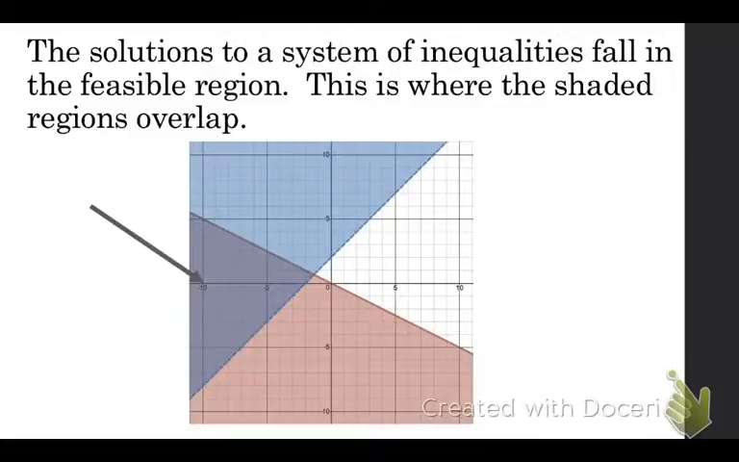For instance, I could say that the ordered pair negative 5, 0 is a solution. That's right here. Anything on this solid line would be a solution. On the dashed line, it wouldn't be a solution, but it would be everything in this triangular shaded region.